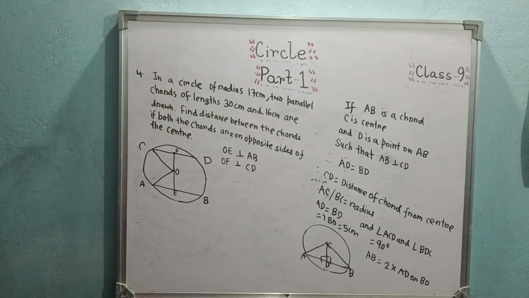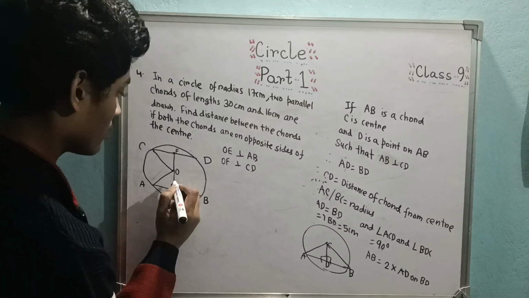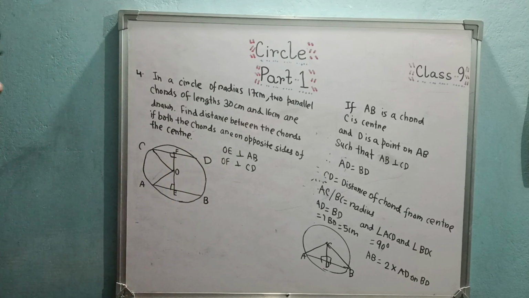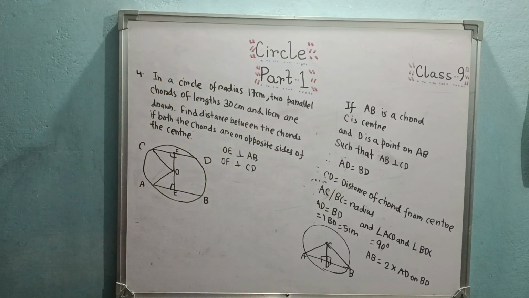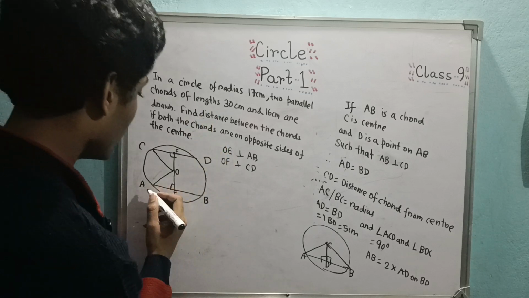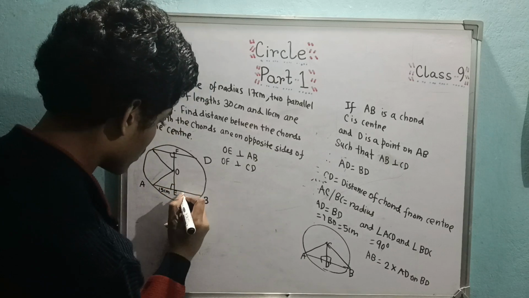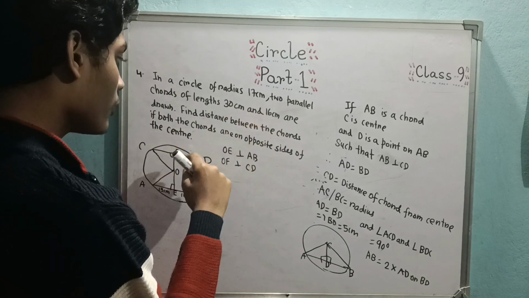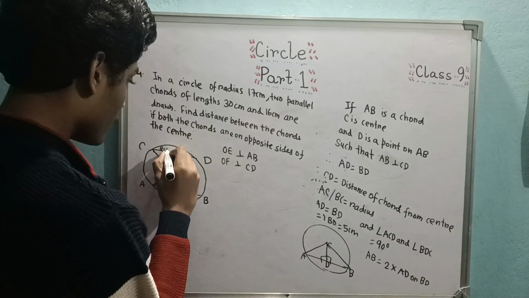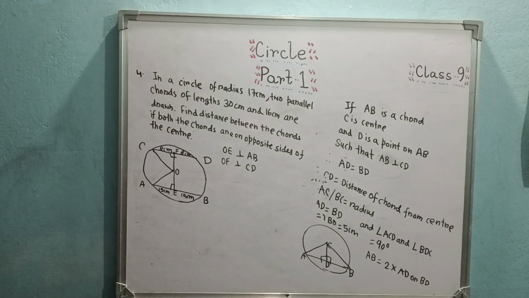Now see, you have the game with you. Here you have two right angle triangles, right? Two right angles. So, if AB's length, one chord's length, is 30 cm, then AE will be equal to EB, that means 15 cm each. Then another chord CD's length is 16 cm, then CF equals FD, 8 cm each. Right? That's quite easy then.